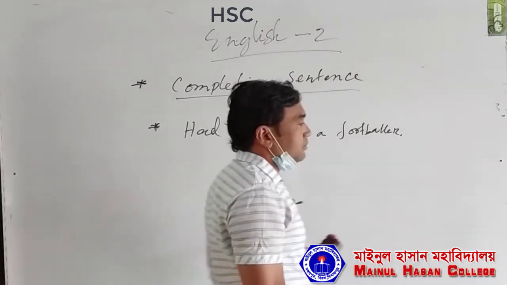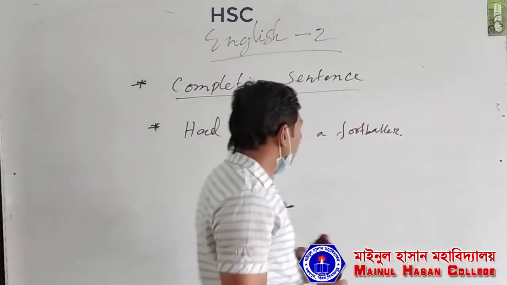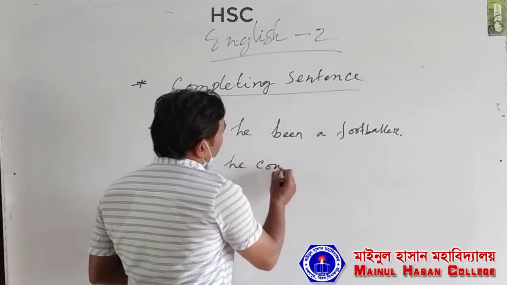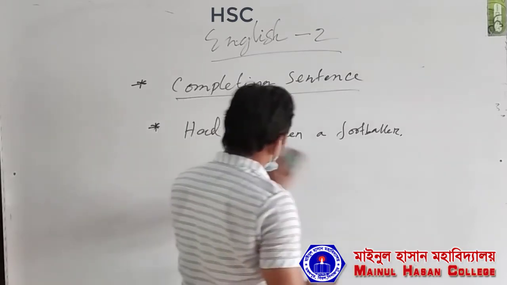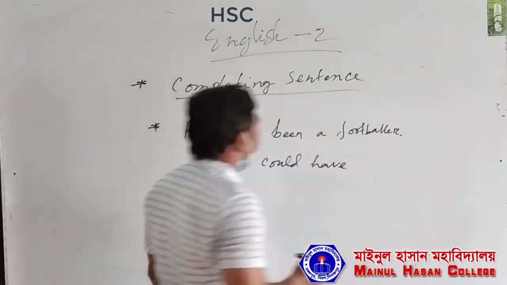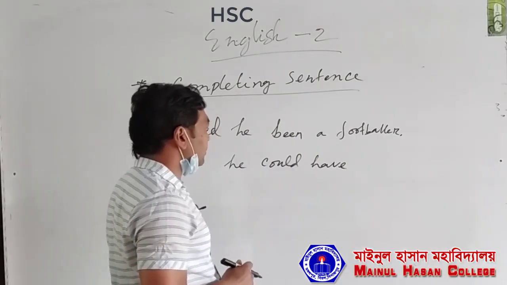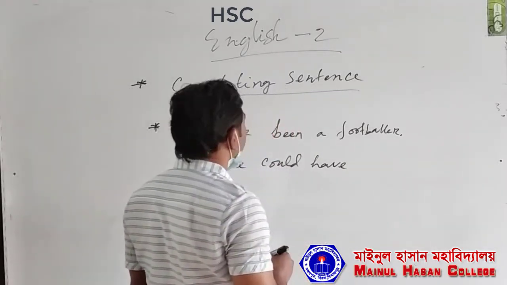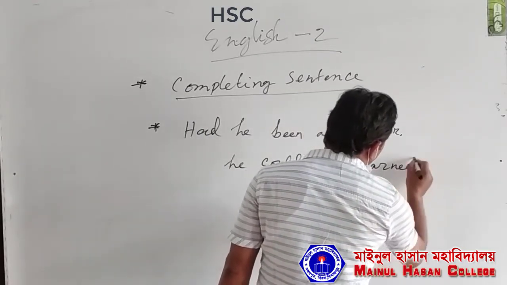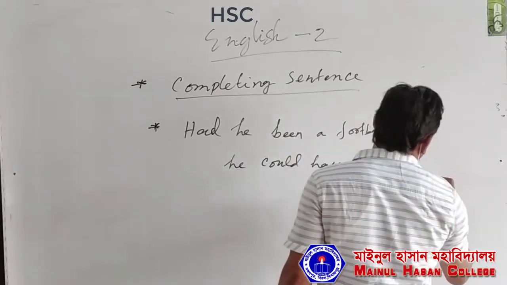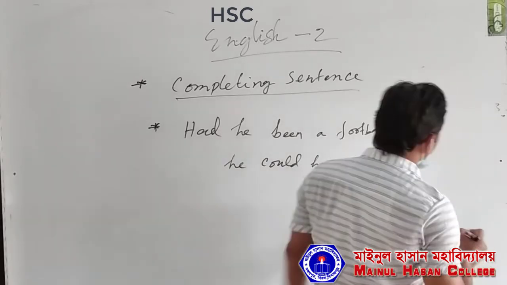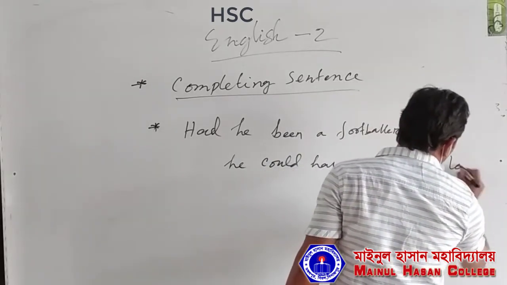Had he been a footballer, যদি সে ফুটবল খেলোয়াড় হতো, he could have, would have, might have, any one of these. He could have earned a good reputation, অথবা huge money, or a lot of money, you know, a lot of, a phrase, প্রচুর.